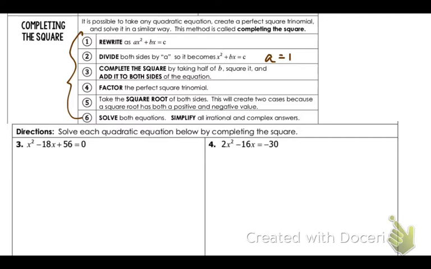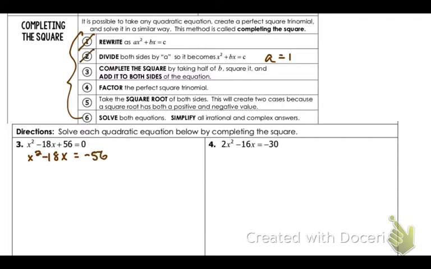So first things first, I'm going to rewrite it so that it's equal to c. So x squared minus 18x is equal to negative 56. So I'm done with that step. I'm going to divide both sides by a so that it becomes x squared. But if you look here, this is already x squared, because my a is a positive 1. So even if I were to divide all of this by 1, because that's technically what your a is here, nothing will change. So I'm not even going to bother doing that. So now I'm good with step 2.